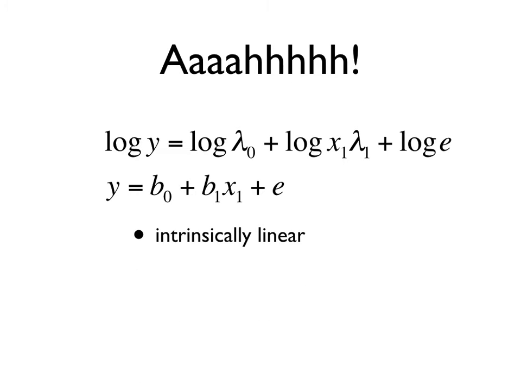This is called an intrinsically linear regression. So an intrinsically linear regression is when you have something that isn't a straight line relationship, but can be easily transformed into one. Okay, so you have a non-straight line relationship that can be easily transformed into one. And you can just take my word that the logarithm thing I did worked.